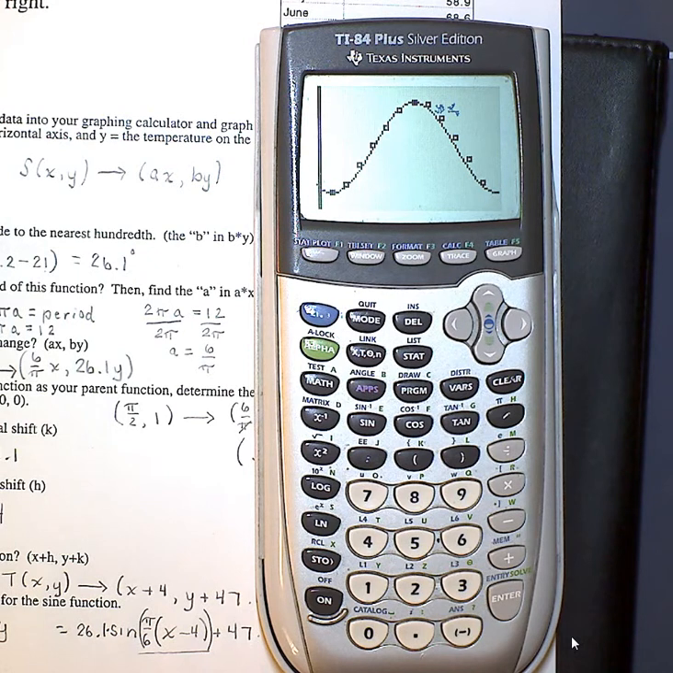Now, what would be different if we used cosine? Is the amplitude different? Is the period different? No. Is the phase shift and vertical shift going to be different? Because the bump's in a different place, isn't it, with the cosine function? Okay, but before we do that, any questions on what we did?